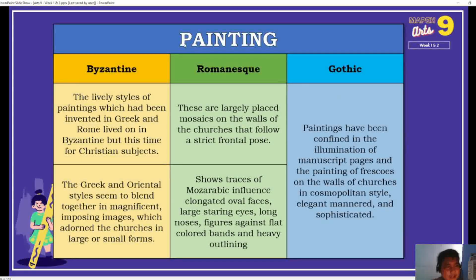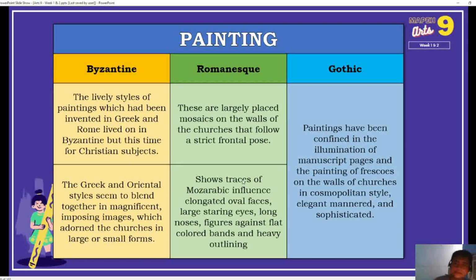So let's check for the paintings. We have Byzantine, Romanesque, and Gothic. For Byzantine, the lively styles of paintings, which had been invented in Greek and Rome, live on in Byzantine, but this time for Christian subjects. The Greek and Oriental styles seem to blend together in magnificent, imposing images which adorn the churches in large or small forms.